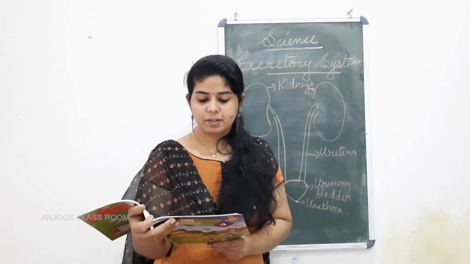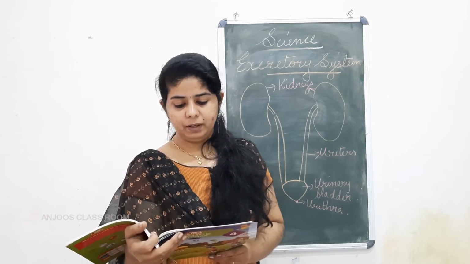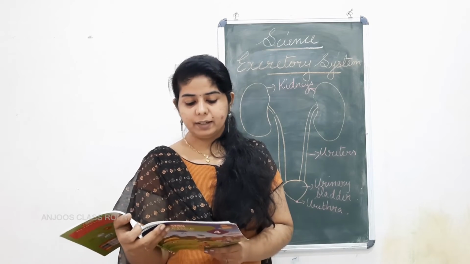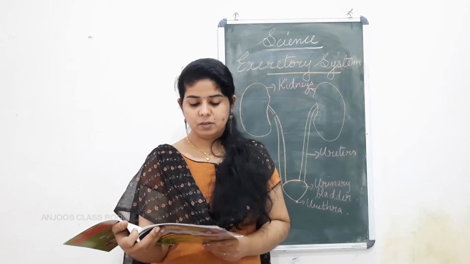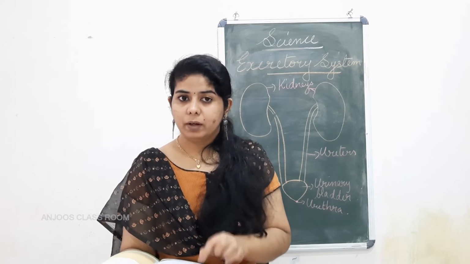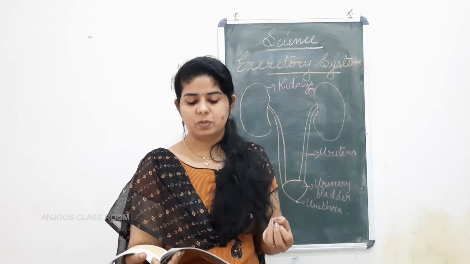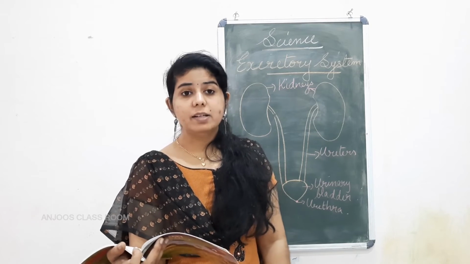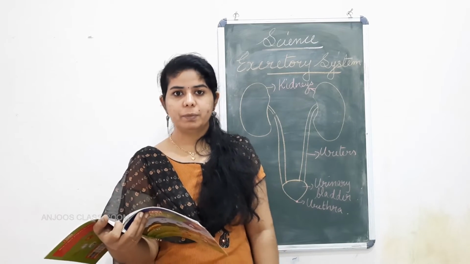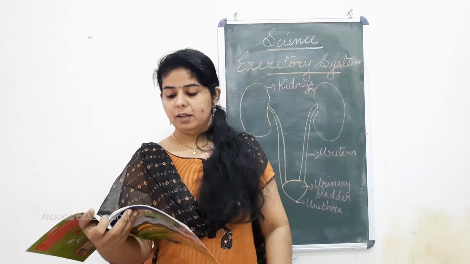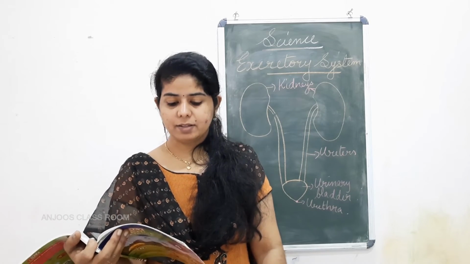Again, if the excretory system does not work properly, the liquid waste will get collected inside the body. So the second one is what happens if your excretory system is not working properly. The liquid waste will be collected in our body. This may cause swelling of the body, especially of the legs, hands and face.